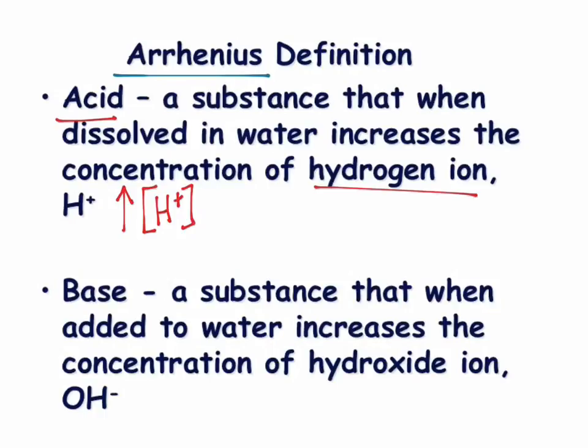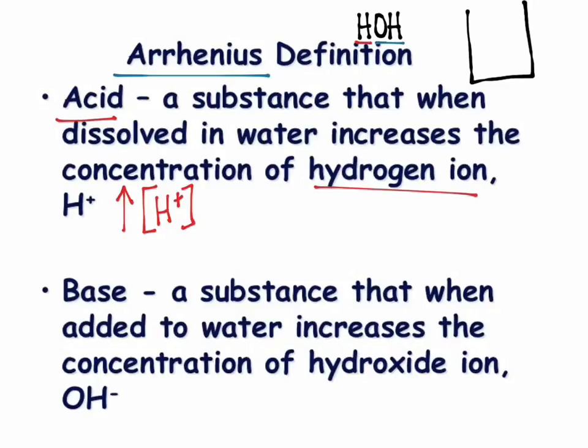So what the heck does that even mean? Okay. What are the two things that compose water? Hydrogen and oxygen. And remember when I told you that you could write water this way? Water is composed of hydrogen ions and hydroxide ions.